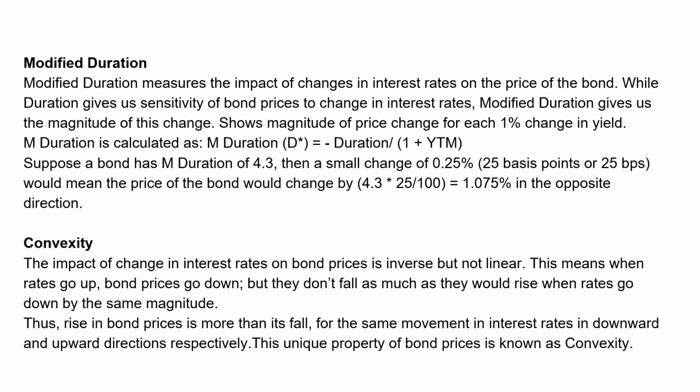So suppose modified duration is 4.3, then a small change of 0.25 percentage, that is 25 basis points (BPS), would mean the price of the bond would change by 4.3 multiplied by 25 by 100, which is equal to 1.075 percentage in the opposite direction. Okay, so this way you are able to even calculate the change in the price of a bond because of the change in the interest rate. Okay, and as you know, whenever the interest rates are going low, the price of the bond will become high.